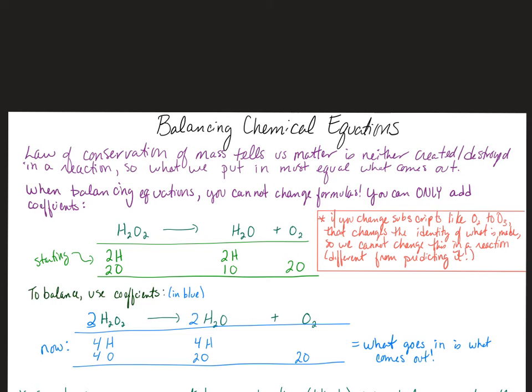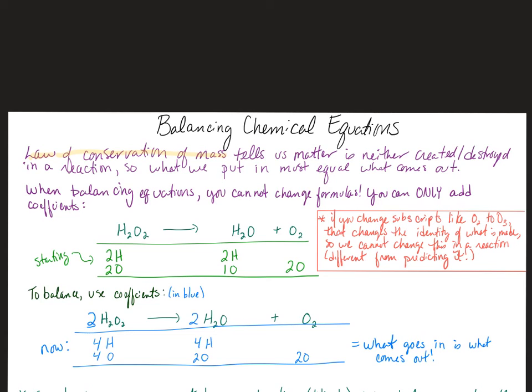We've already talked about how the law of conservation of mass tells us that matter is neither created nor destroyed. And what this means in a reaction is that whatever we put into the reaction must equal what comes out. You don't walk into a room with no hat on and suddenly a hat appears out of nowhere, right? So that's what we're doing when we're balancing chemical equations. We're making sure that what goes into a reaction is what comes out.